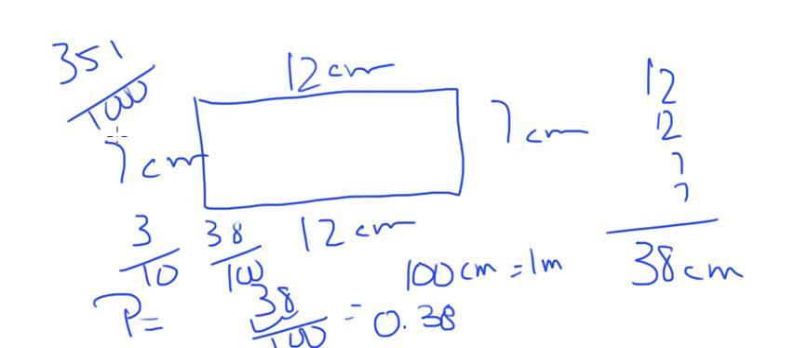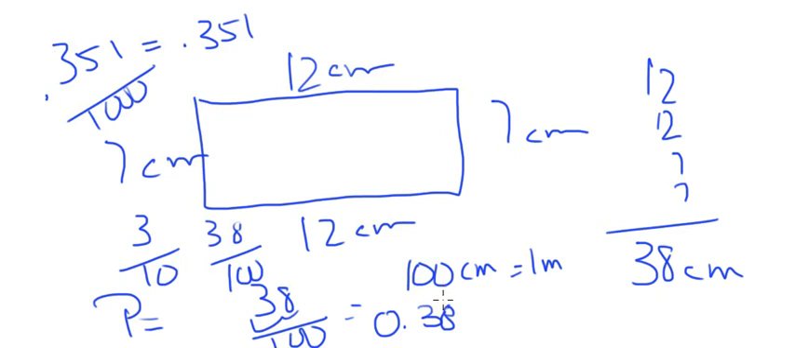Okay? Because this would be point, and I get rid of that fraction, make it a decimal, it'd be 0.351. And the way I would call that would be 351 thousandths. This is 38 hundredths. This is 3 tenths.